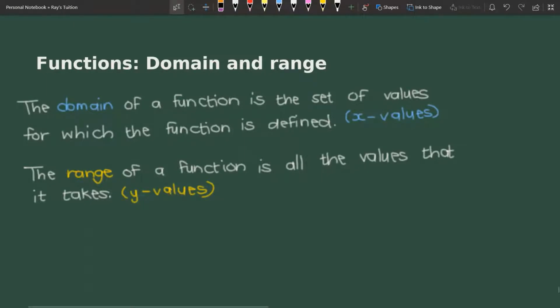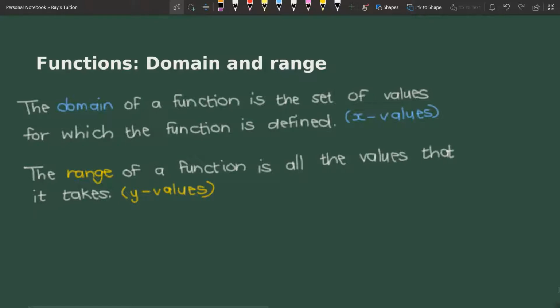The domain of a function is the set of values for which the function is defined. What does that mean in simple English? It's the x values that the function takes. The range of a function is all the values that it takes, so here the range is associated with the y values. So the domain is the set of values for which the function is defined, and the range is all the values that it takes.